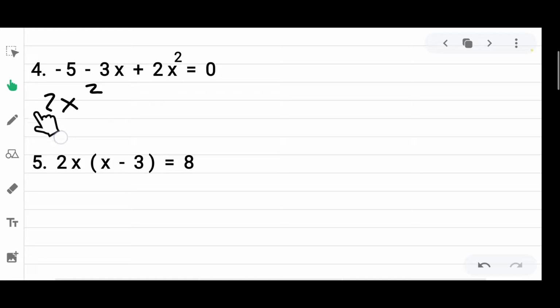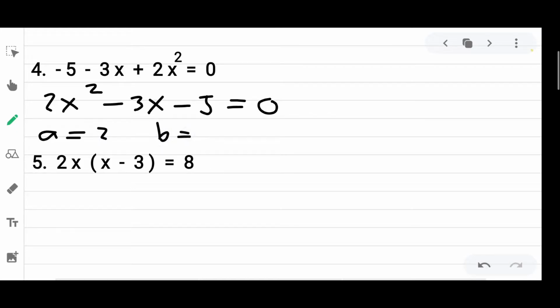Positive siya, di ba? So, hindi ko na sinulat yung sign. If it is negative, isusulat mo. Then, bring down negative 3x. Then, copy negative 5 equals 0. So, you might be wondering kung bakit di nagbago yung sign nila. Hindi naman natin sila nilipat. In-arrange lang natin sila. Okay, so now, let's identify the values of A, B, and C. The value of A is 2. The value of B is negative 3. Well, the value of C is negative 5.